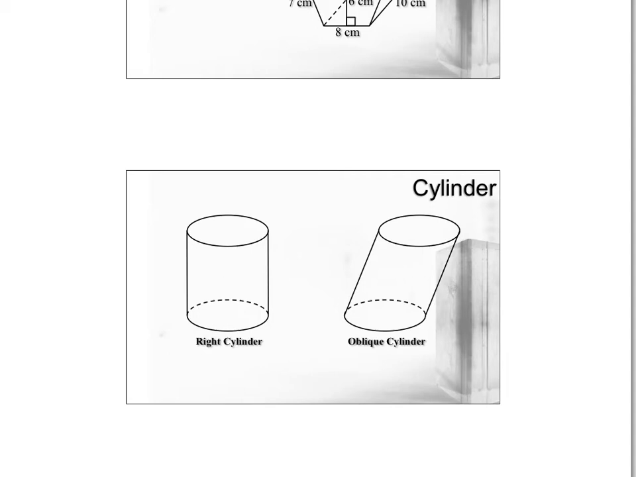This is the introduction to section 11.2, part 2. And in 11.2, part 2, we're going to talk about cylinders and finding the surface area and lateral area of cylinders. So, we've got two types of cylinders, just like we had two types of prisms.